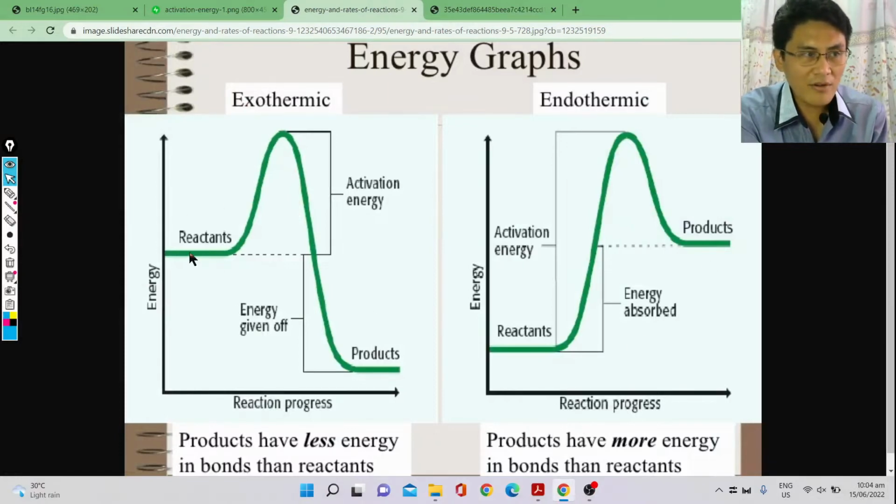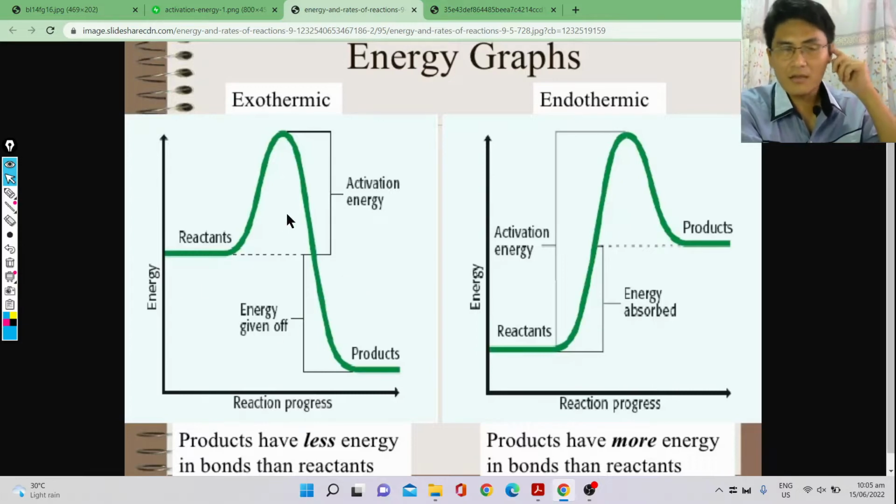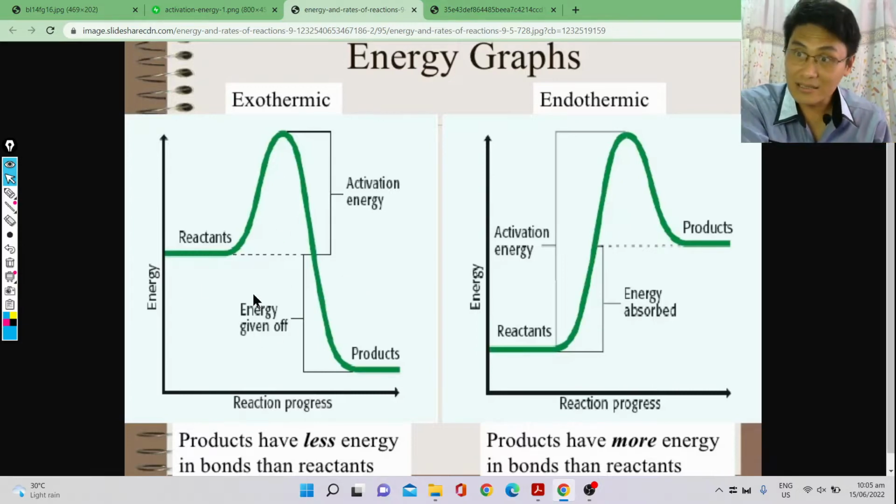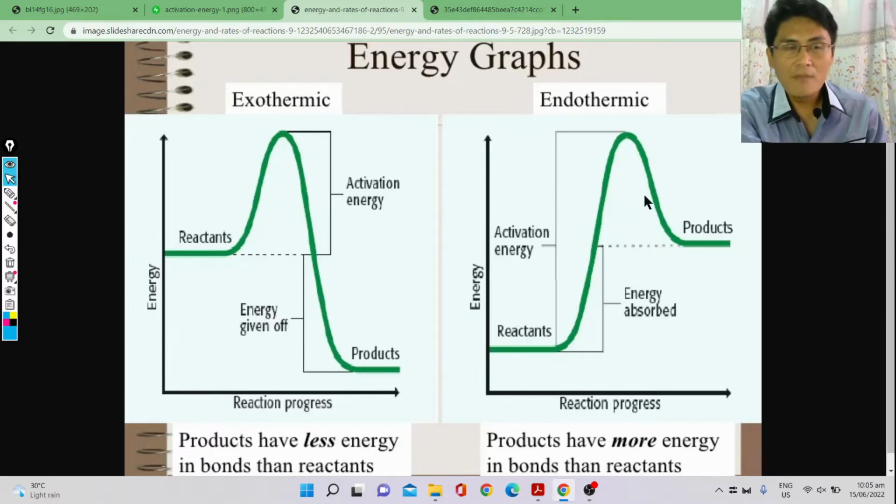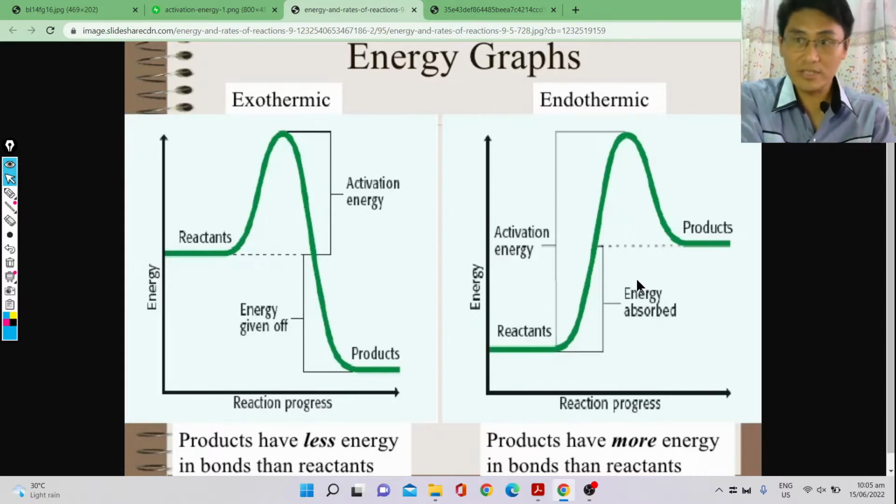The reason why the reactants here have more energy than the products is because energy is given off. See? But in this case, the products have more energy than the reactants because energy is absorbed. And when energy is given off, heat is given off, that reaction feels hot, like burning paper. But when the chemical reaction is endothermic, it's the opposite. It absorbs energy and it feels cold to the touch, right?